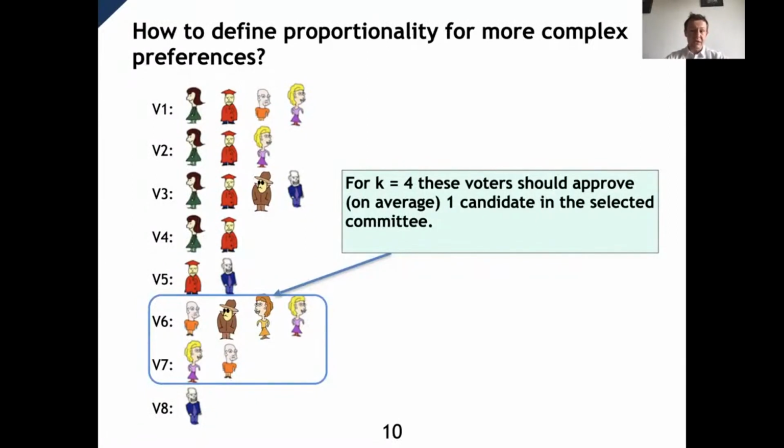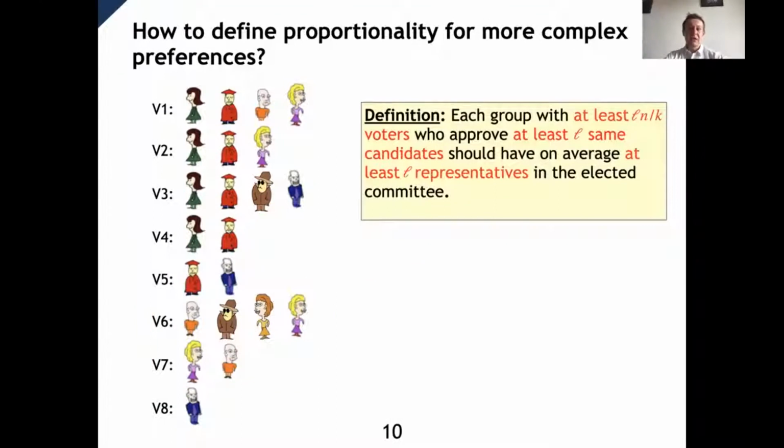So the intuition is the following: whenever we find such an L-cohesive group of voters in this preference profile, then we should require that this group of voters have at least a certain number of representatives in the elected committee. Formally, we say that a group of voters is L-cohesive if it contains at least L times n over k voters who all approve at least L same candidates.